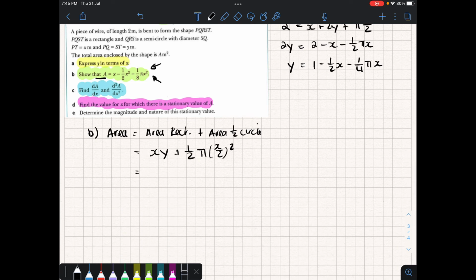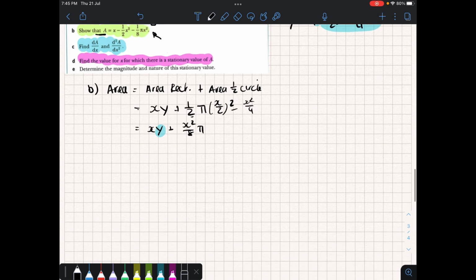And so what we get is xy plus, this is going to become here x squared over 4, and it's going to multiply by that half. So we're going to get x squared over 8 pi. And we want the area equation to have only x's in it. And so what we're going to do is substitute this y out for what we already put in. Unfortunately, it's not very nice, but that's just what we have to do.